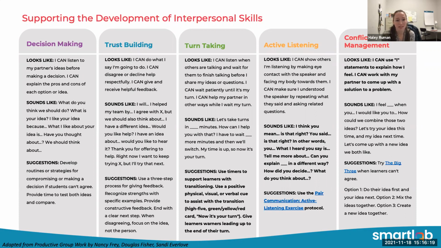A couple of suggestions. I recommend having some routines or strategies for compromising. Decision-making can be really challenging if your students don't agree and don't have strategies for how to come to some kind of agreement. So later I'm going to talk about a specific 3 strategies that you can use. But this might be something that is important to have on an anchor chart, on a bookmark, somewhere accessible so that if students need a visual reminder of a strategy they can use, you've got it.